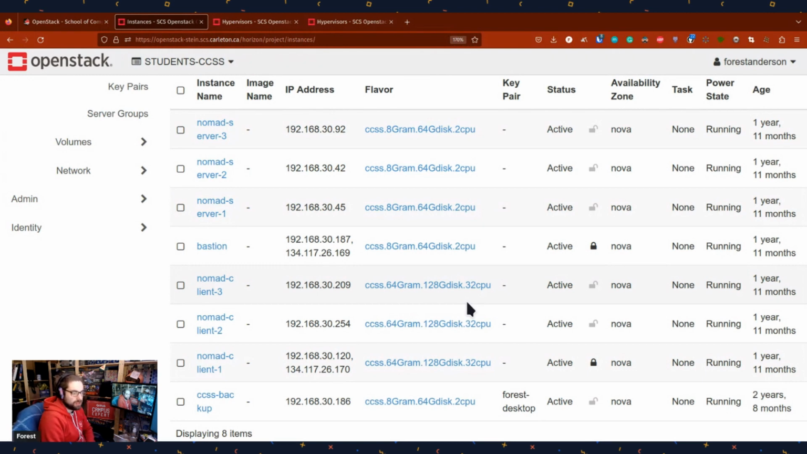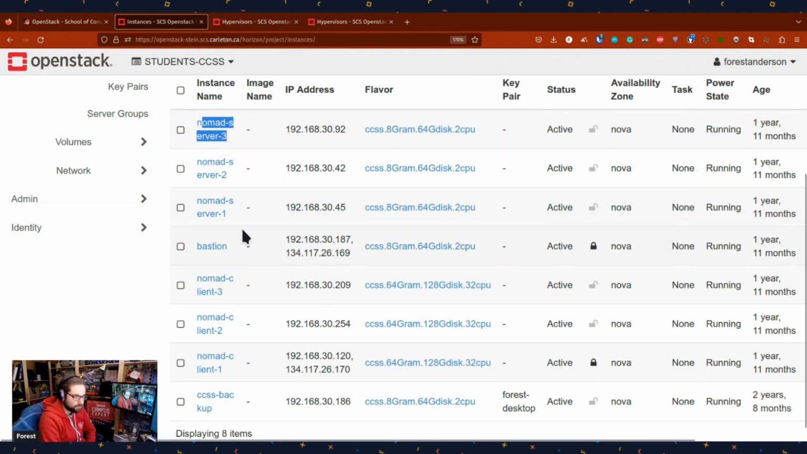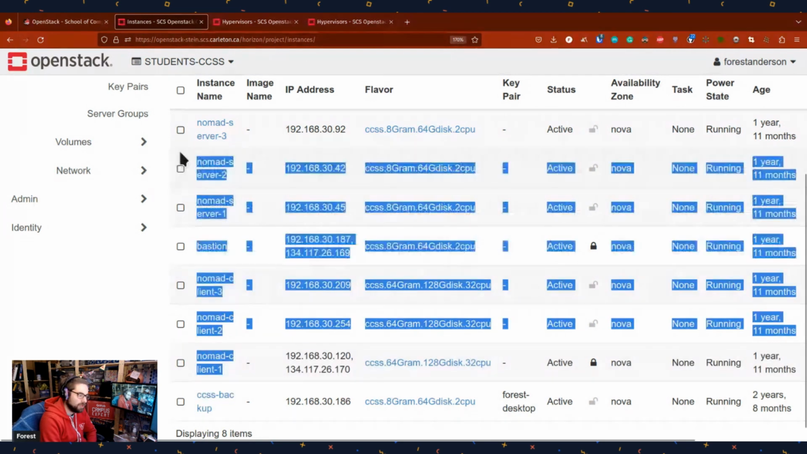A few things to note about how the OpenStack infrastructure is being used in our case. We can see that just looking at the flavors first. Actually, this is what I would normally do when checking out stuff: I would look at the names. The names give you context as to what's going on. So I have stuff called Nomad Server 321, and then Nomad Client 321, and then something called Bastion. There's a backup of something. I don't remember what this is. I know what all of these are, though.